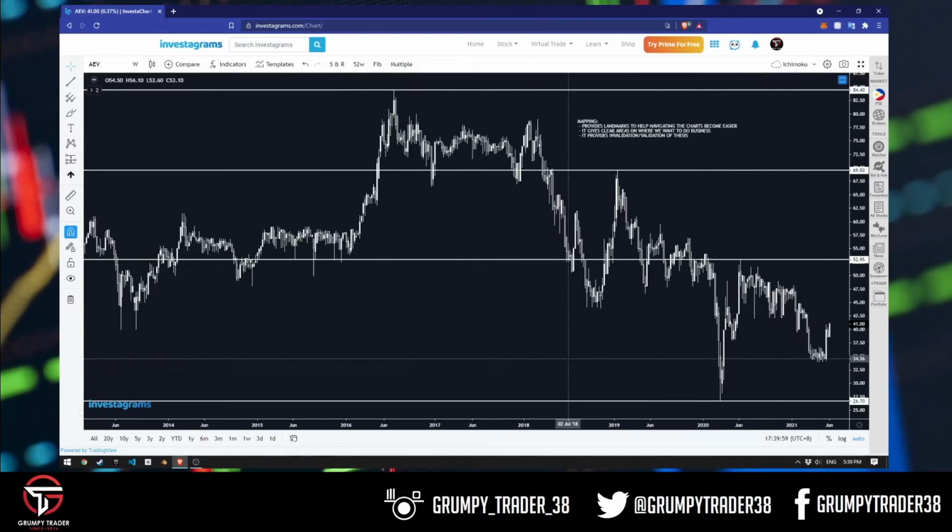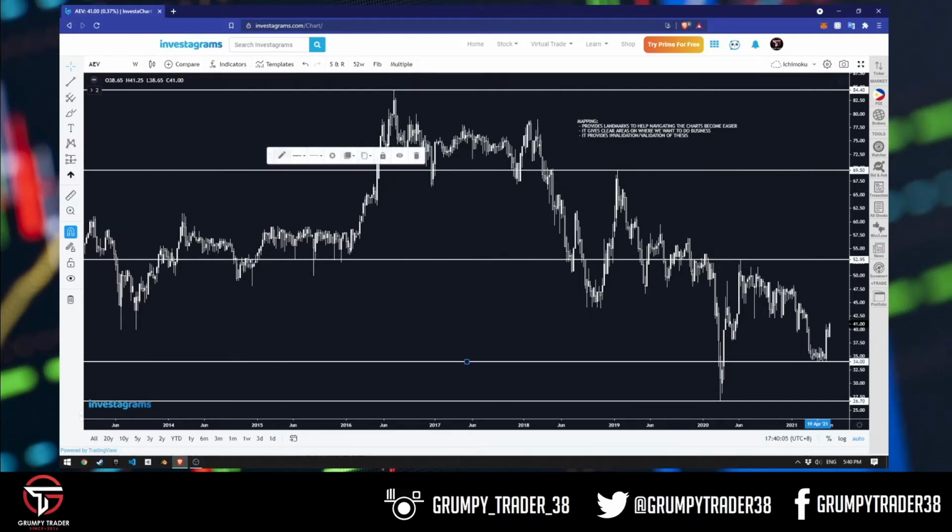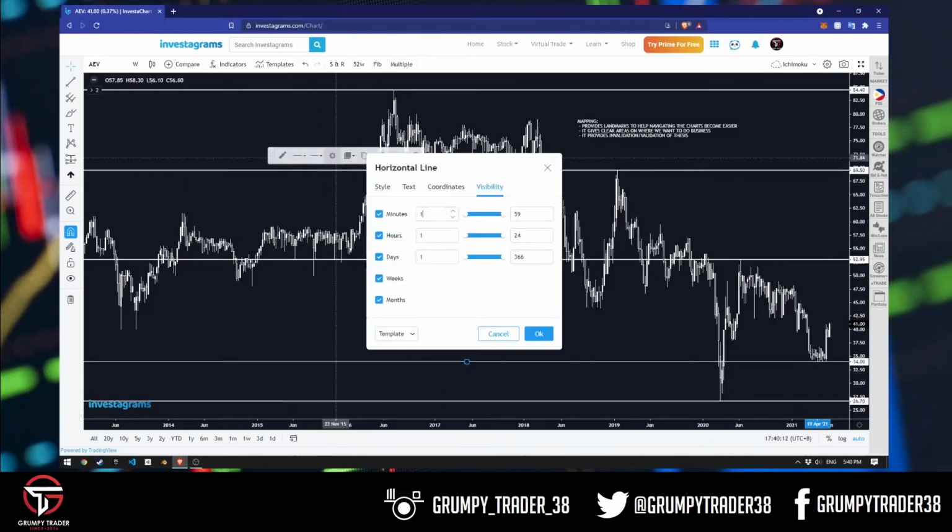Now, sa weekly, ito, level na siya for me. Sa monthly, it wasn't. Pero sa weekly, obvious naman na nag-consolidate tayo doon. Okay? Bago tayo tumaas. Okay?